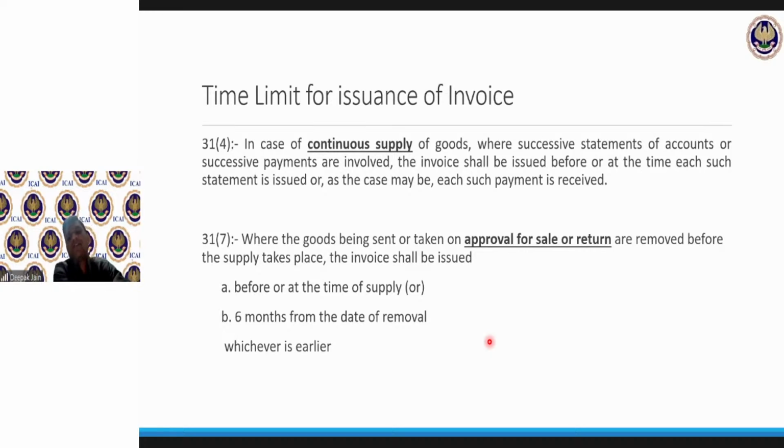Continuous supply can be through wire, tube, pipelines, or any other conduit. It could be anything else also wherein a continuous supply is established.